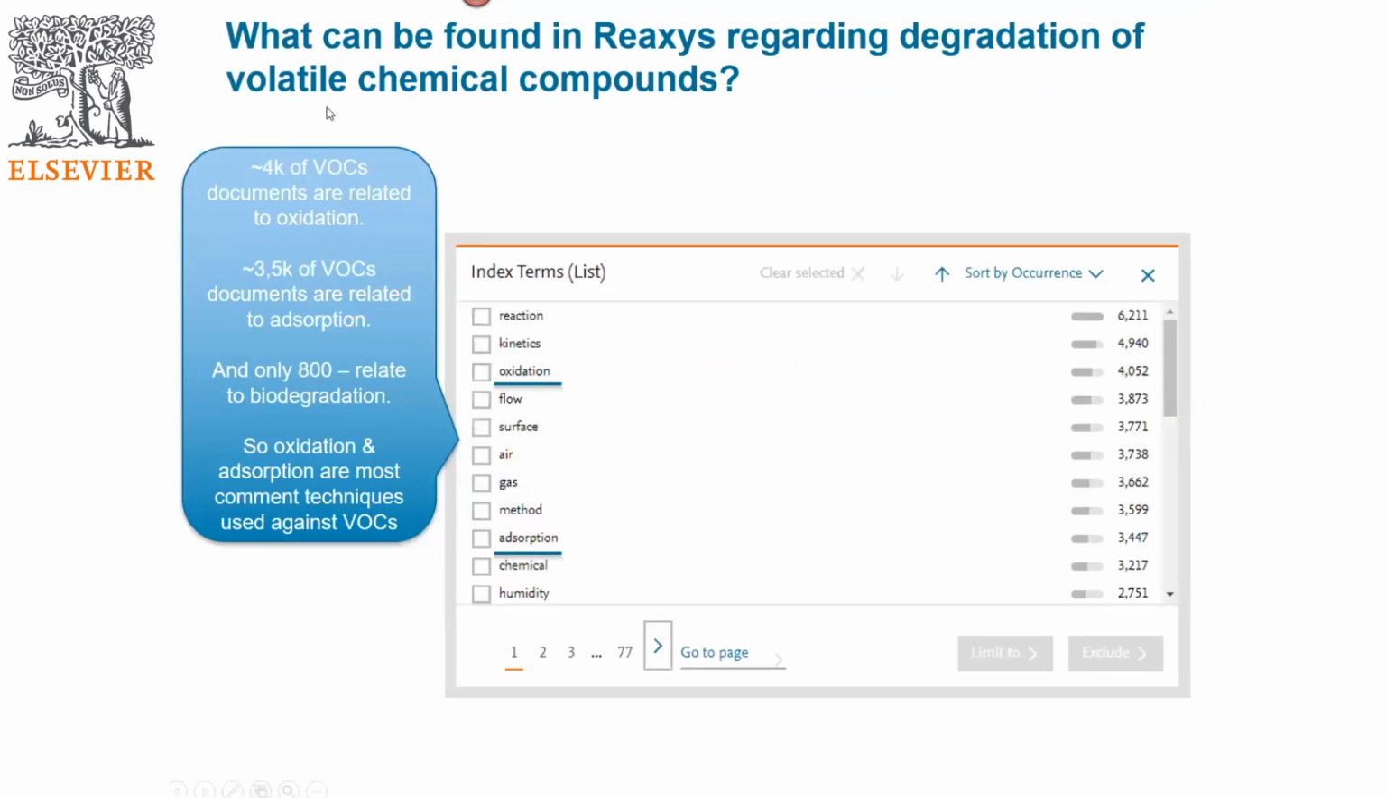So coming back to the volatile chemical compounds, we can go to these index terms and we will see that from 25,000 articles about volatile chemical compounds, 4,000 relate to oxidation, 3,500 relate to adsorption, and also on the next page, 800 relate to biodegradation. So it gives us insights. What is the typical approach which people use related to our topic, particularly volatile chemical compounds? Usually they will try either to oxidize them or to adsorb them.